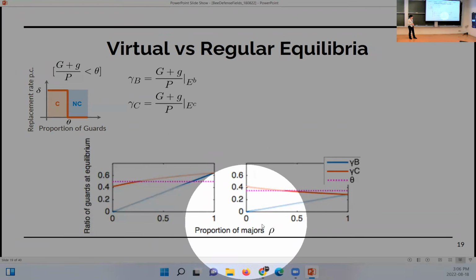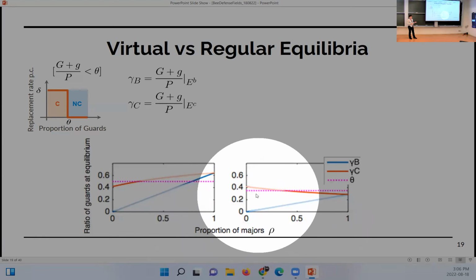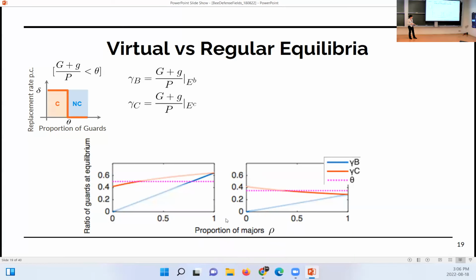That's important because we are interested in knowing how the proportion of majors affects the task allocation and colony size, right? So we need to understand to what equilibrium the system is converging for different proportions of majors. About these two quantities, we can say some things that always hold. For example, the blue line, the ratio of guards in the base system, will always be less than the proportion of guards in the crisis system. This makes sense because the crisis system has replacement, so it has extra help from the minor guards. There's just an extra flow into the guards, right?